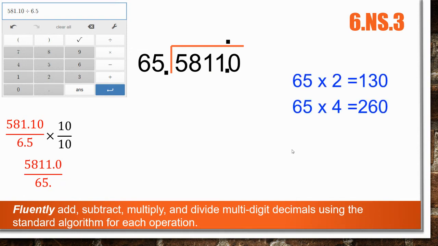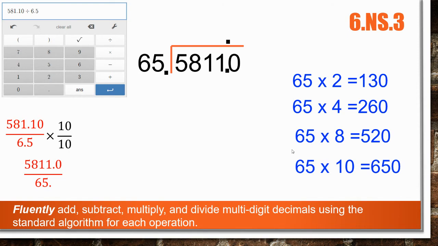I'm going to take 65 times 2. That is doubling 65, so that's 130. 65 times 4 is doubling that number, so double 130 is 260. This is a great strategy for getting a few of them down. 65 times 8 is doubling 260, which is 520, and 65 times 10 equals 650.